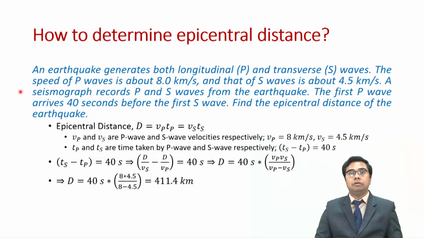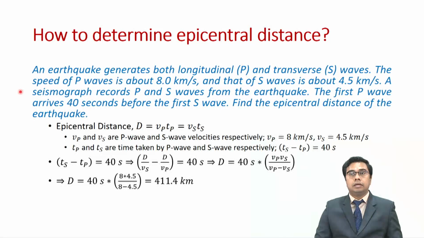Tp and Ts are individually not known because we do not know when the earthquake actually originated and how much time these waves took to travel to the seismograph station. But what we know is that the difference between these two times is 40 seconds. Now at this point we should also understand that since P waves travel much faster than S waves, the time taken by S wave will be larger. So we know that Ts minus Tp equals 40 seconds.